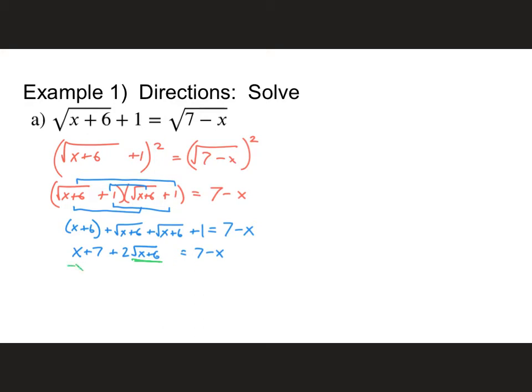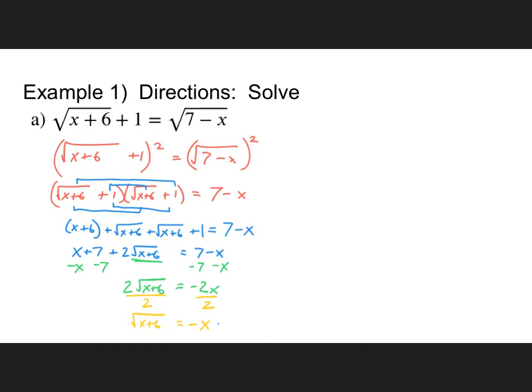That means we're going to move the x over to the other side, the 7 over to the other side. Let's see, what does that give me? That gives me 2 square roots of x plus 6 equals 7 minus 7 is 0, negative x minus x is negative 2x. And then to continue isolating the radical, we're going to divide both sides by 2. That gives me the square root of x plus 6 equals negative x. All right, so now we have isolated the radical.